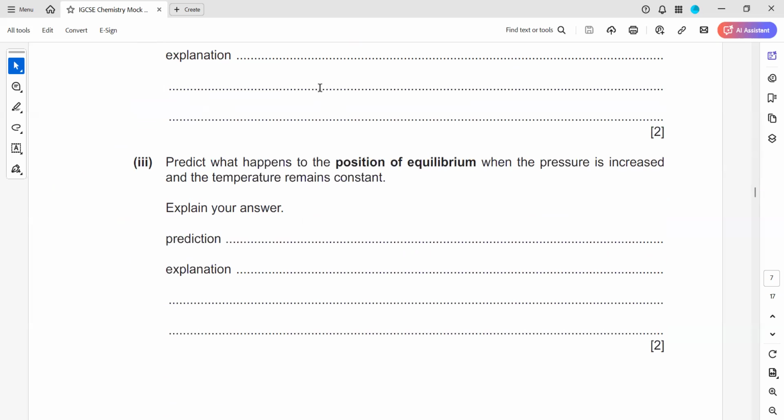So the position of equilibrium will shift toward the left hand side. And what is the reason for that? Increase in pressure shifts the equilibrium towards the side of fewer moles of gas. So we have fewer moles of gas on the left hand side.